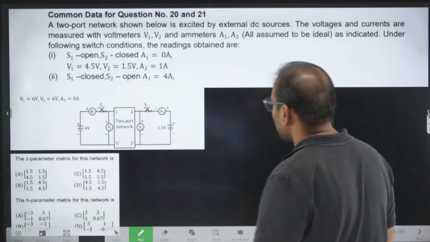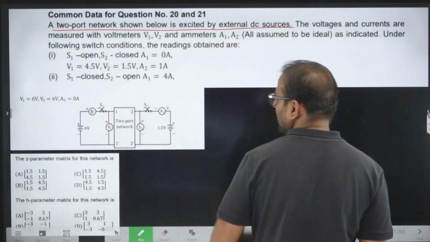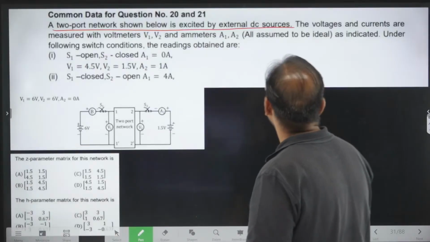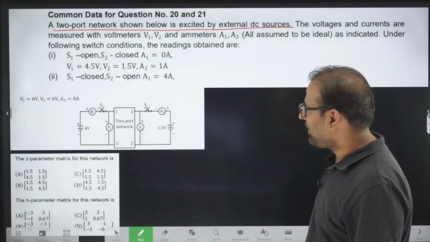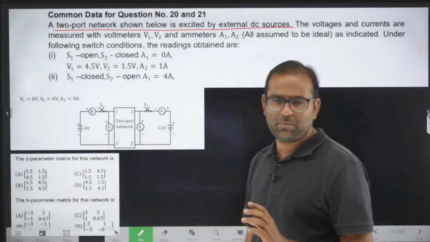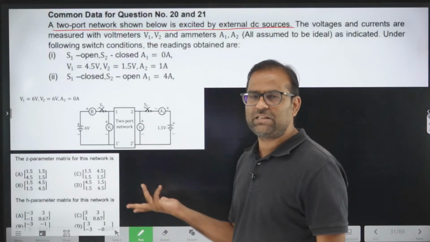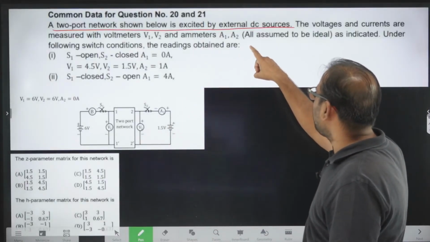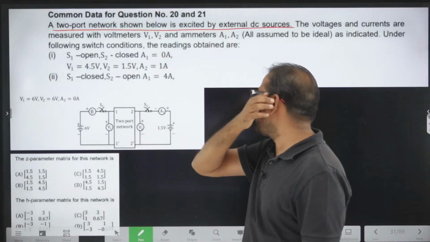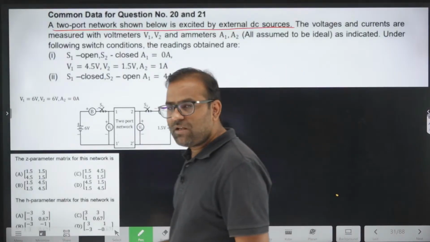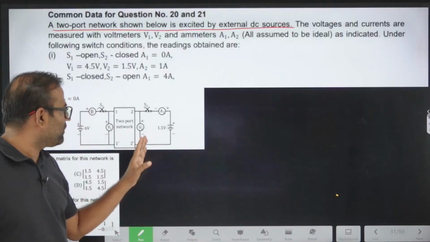A 2-port network is shown in the figure, excited by an external DC source. This is one of the DC sources. The voltage and currents are measured by voltmeters V1 and V2. V1 and V2 are the readings of the voltmeters. Always remember it needs correct DC values; the average value of a DC is DC. A1 and A2 are assumed to be ideal. Whenever V1 and V2 are written, these are not voltage sources. This is the value of the voltmeter reading.